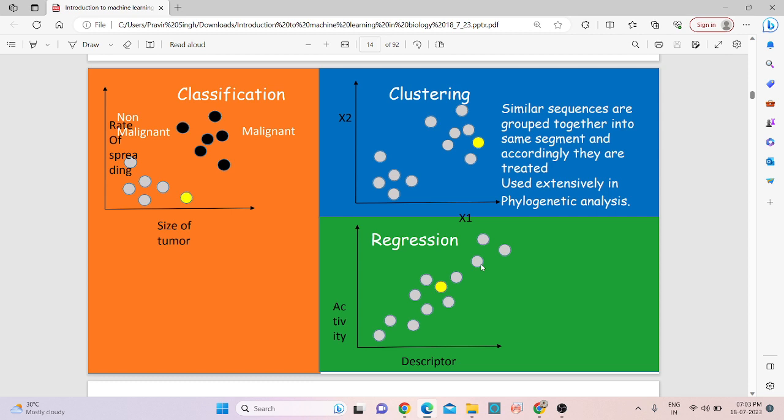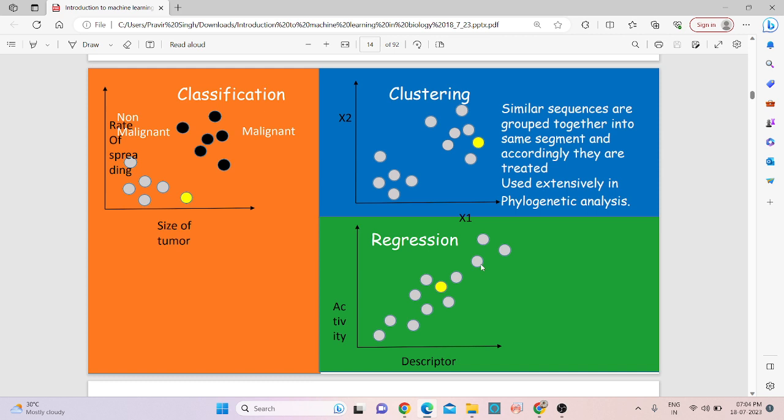So when we use this data to build a model, here is a simple line. We can use the size of tumor and the rate of spreading for a new person and then see where it is falling. If it is falling below the line, then it is non-malignant. If it falls above the line, it's malignant. So this is classification. This is a supervised classification methodology. I'll come back to it in a little more detail in a few slides.